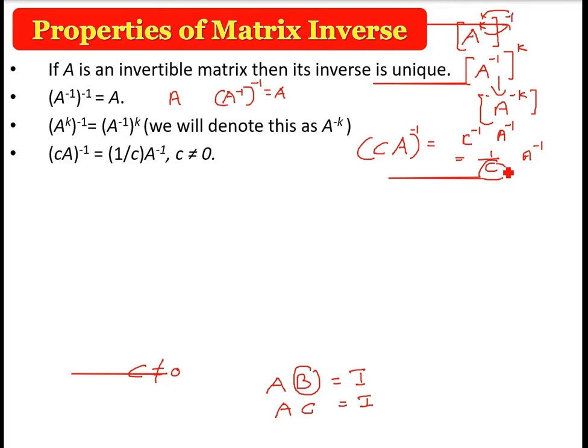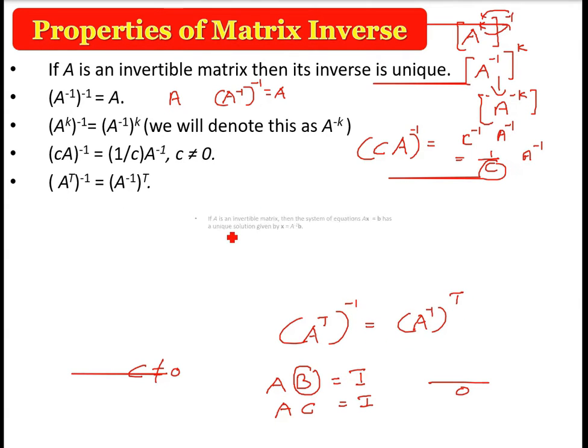So C cannot be 0 because division by 0 is not defined. Division is not defined, that is, C should not be equal to 0, that is the scalar value or a constant value. Now if you take A and you take the transpose and you try to find out the inverse, this is equivalent to first you take the inverse and then you take the transpose.